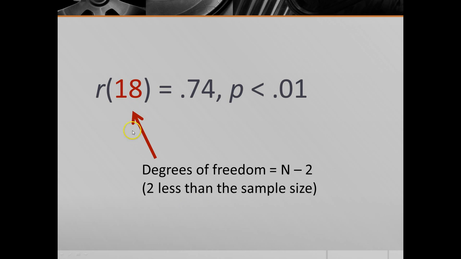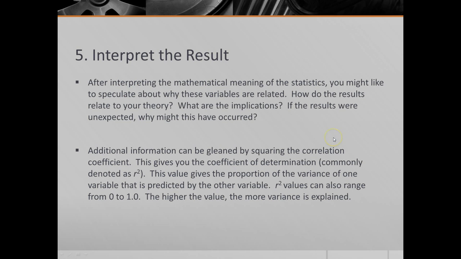This is the degrees of freedom, like I said a second ago, n-2, or 2 less than the sample size. So if I were to show you these results and ask how large the sample size is, you should know that it was 20, because 20 minus 2 is 18.